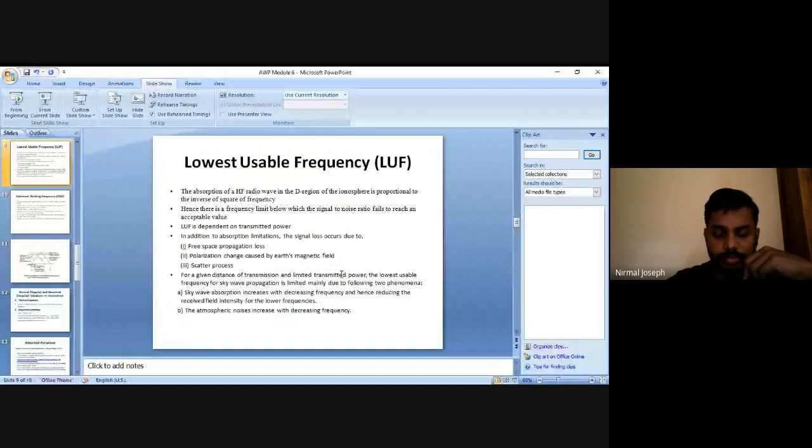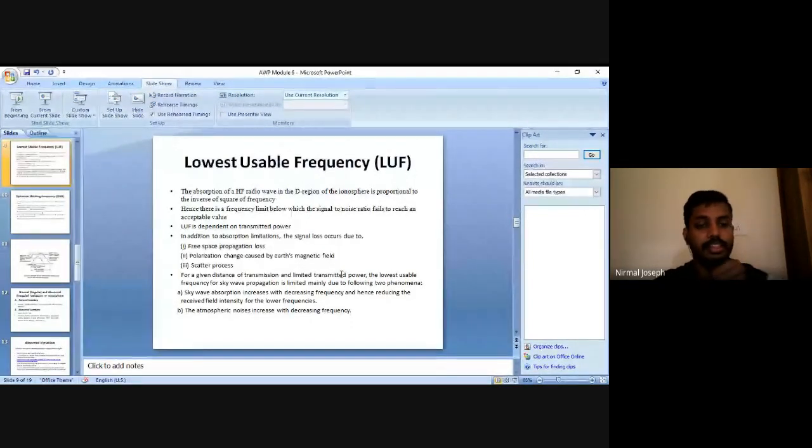So both these things are limiting the lowest usable frequency. So we should not lower the frequency beyond a particular limit. Okay, that's it.